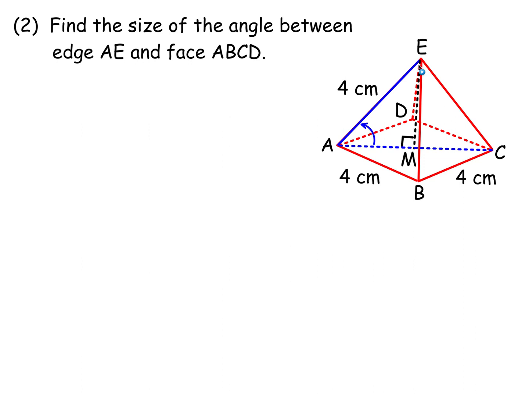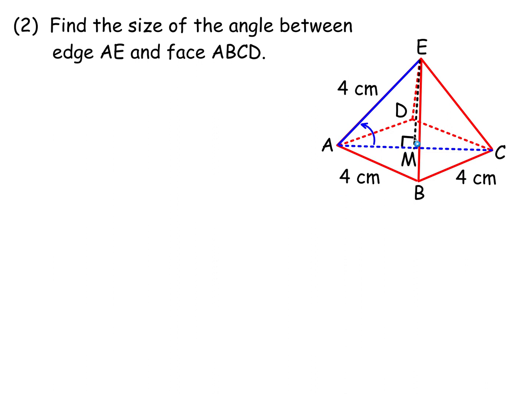We drop a height down this black dotted line to make a right angle with AC, and we've got a right-angled triangle. However, we've only got in this right-angled triangle one side, the 4 centimetres. We could do with another side, we don't know the height. We could get AM because it's half of AC, and AC can come from the bottom triangle, which is right-angled. The bottom triangle is 4 by 4 and it's right-angled at corner B.